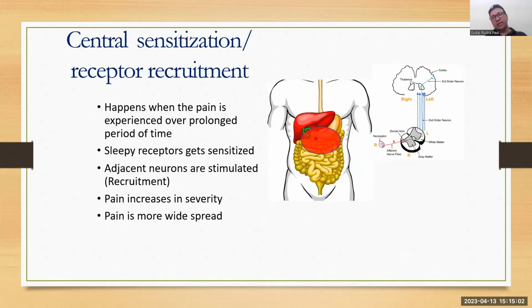Now there is one term in pain management called central sensitization. Many times you might have encountered a patient who told you, my pain starts in the epigastric region, but gradually when it increased, my whole abdomen starts aching, and I cannot define which places are paining. I cannot localize it.